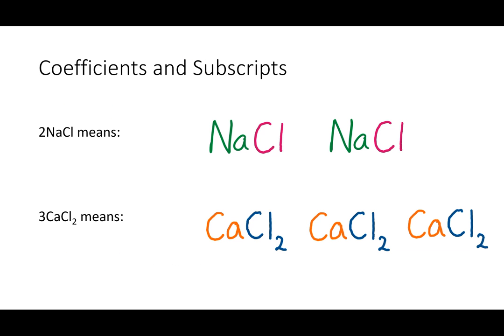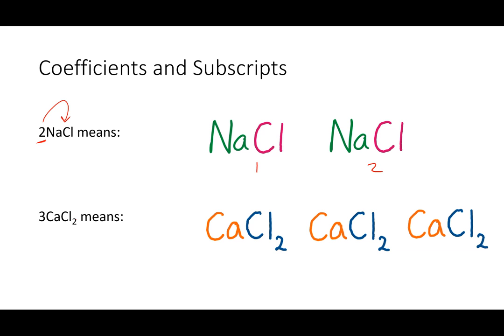Before we keep going, let's talk about coefficients and subscripts. Okay, just like in math, we have coefficients in chemistry. This 2 out in front means something special. It means that you have 2 of this NaCl, which is table salt, sodium chloride. It means that you have literally 1 and 2. All right, that's pretty simple.